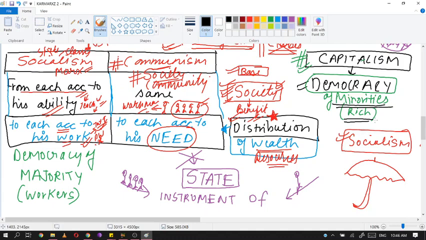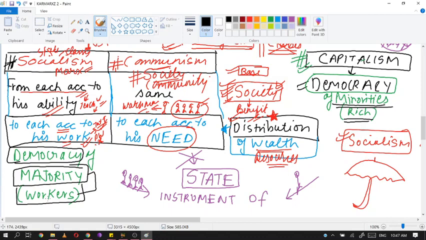Now in socialism, what do we see? Here also we want democracy. And here also we see a majority. But this time the majority is of workers. Basically, the core difference between the two doctrines, Marx's socialism and capitalism, is that here the rule will be of the majority. Majority is ruling. Who is the majority? Workers. In capitalism, who is ruling? The rich, the oligarchy: Ambani, Adani, Modi. Okay.